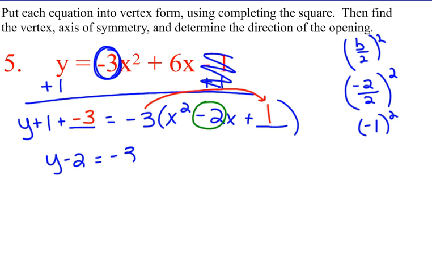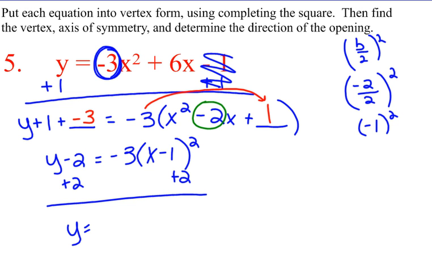So now as I add on my left side, I would have y minus 2 equals, and I have this negative 3 here, and I'm going to go ahead and factor. Factors of 1 when added together make negative 2. It would be negative 1 and negative 1. So now, last step would be to add 2 to both sides. So my equation in vertex form is y equals 3 times x minus 1 squared plus 2.